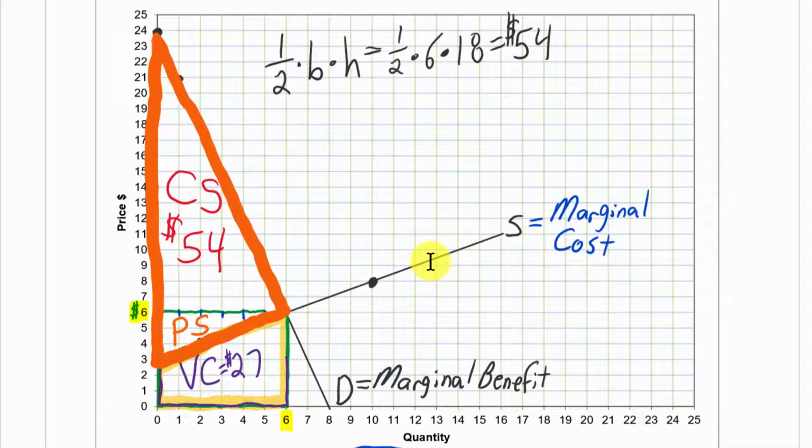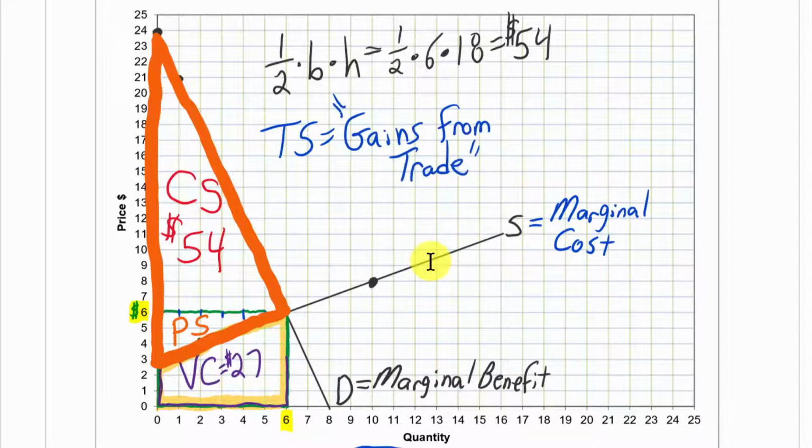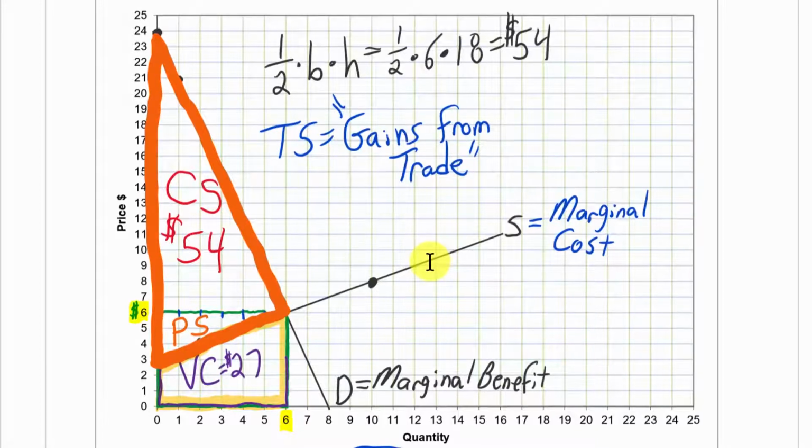Now, why do we care? Well, let me give you another name sometimes that economists will use for this thing we're calling total surplus here. Total surplus is also sometimes what we call the gains from trade or the gains from voluntary exchange. So total surplus, gains from exchange, or gains from voluntary trade. Well, why would we call this that? Well, let's look at this a little more closely, what this orange triangle is doing.